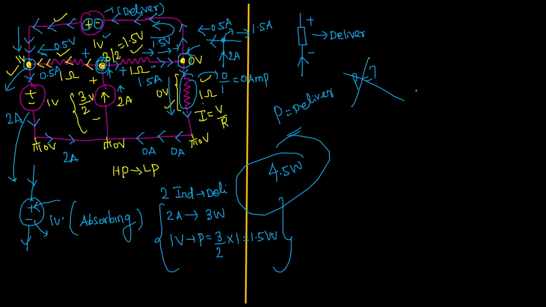So always, I am repeating again, whenever you are observing more than one independent source in a circuit, carefully cross check what the elements are. If you have two independent sources, just check which one is delivering the power and which one is absorbing the power. Either both are delivering, or one is delivering and another one is absorbing.